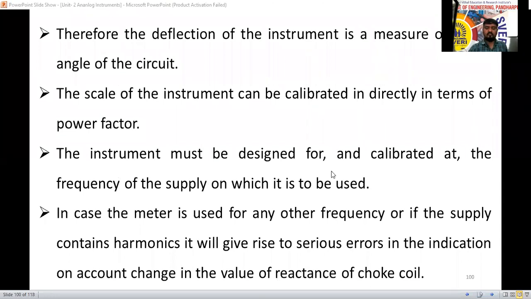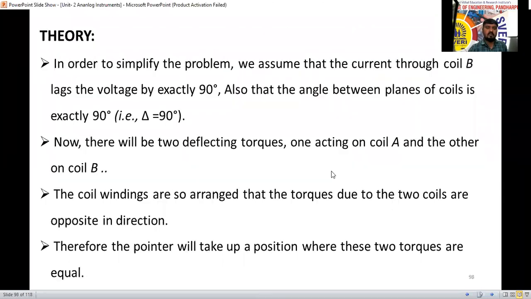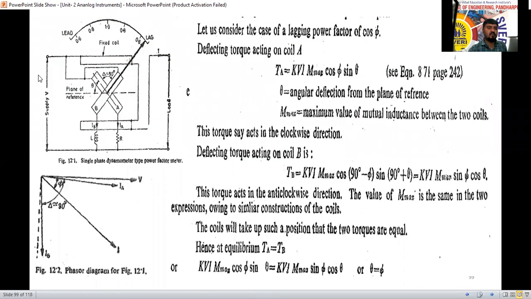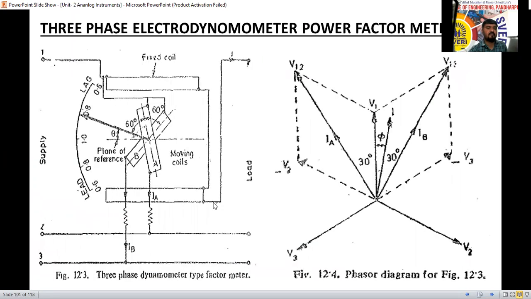Still, I will tell you this: whatever we have discussed is for the single phase. Here we have used one phase and one neutral. We used this single phase electrodynamometer power factor meter, and we discussed the construction, the phasor diagram, the working principle, and the torque equations, and we proved that the angle of deflection is equal to the phase angle between voltage and current.